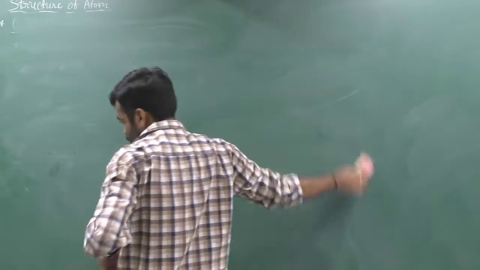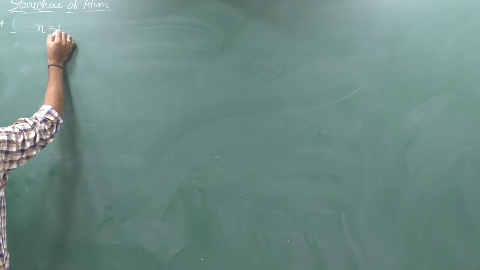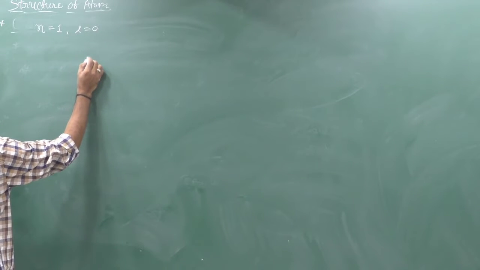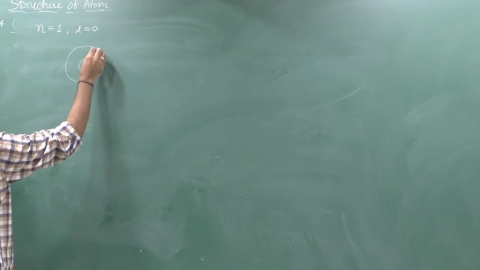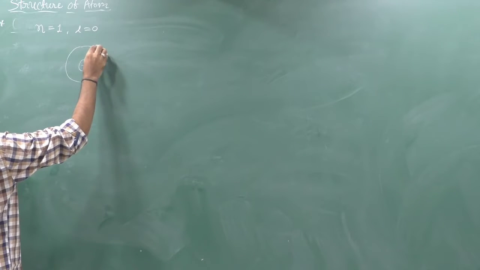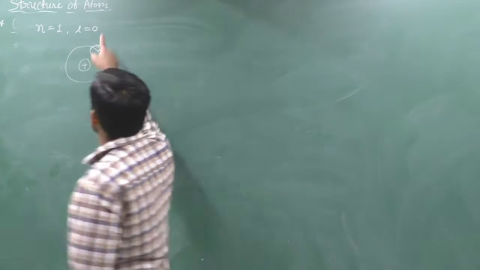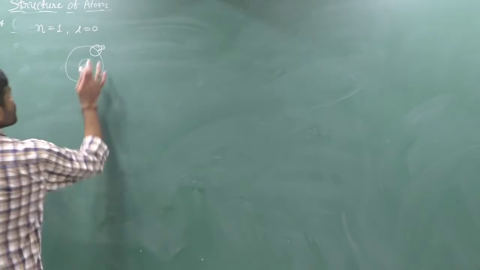Suppose we can say that n is equal to 1, L is equal to 0. Very simple. Then this type of atom contains only and only one shell in which only and only one orbital is there, which is 1s. Because L is equal to 0, the orbital is 1s.